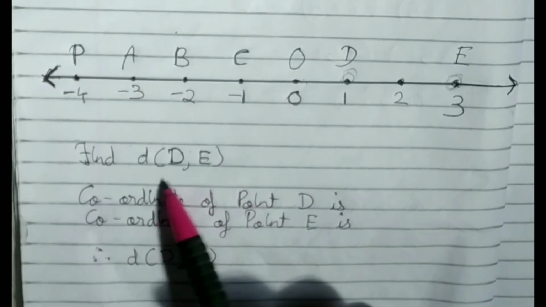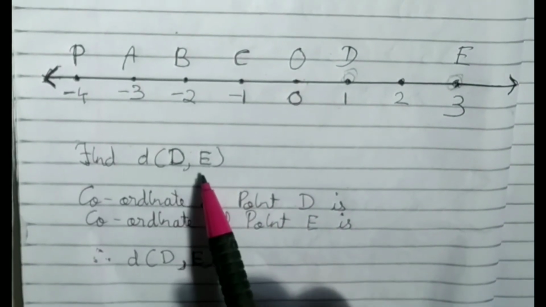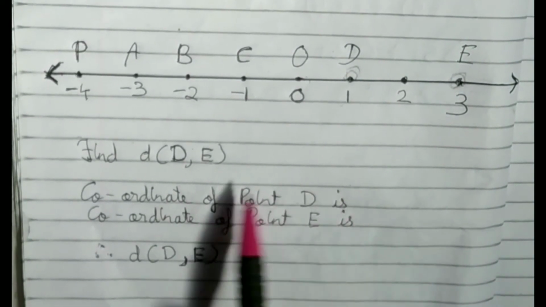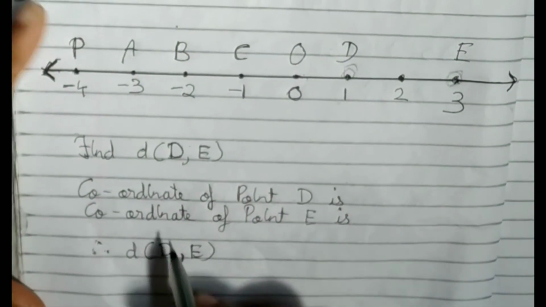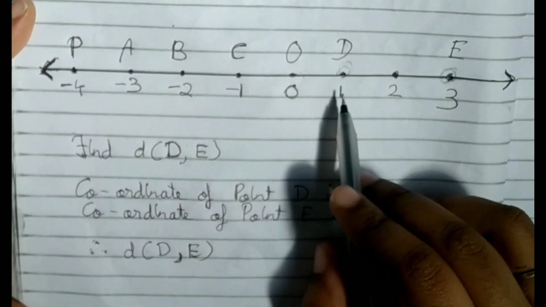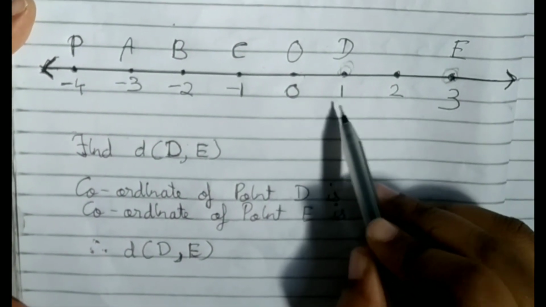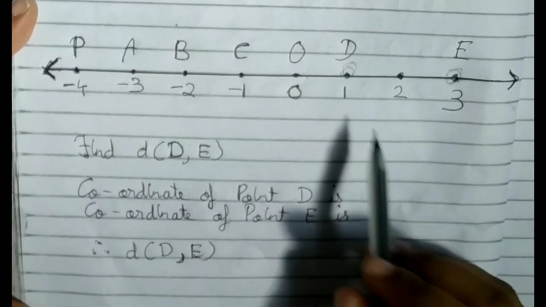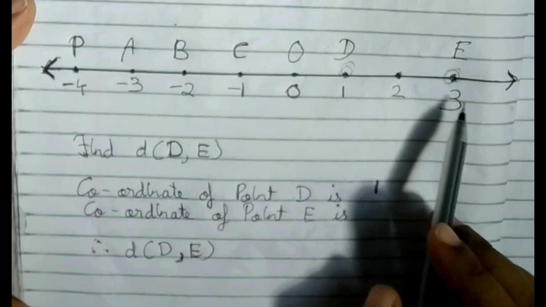Now how will you find this distance by using the coordinates? See, first we will write the coordinates of both the points. What is the coordinate of point D? 1. What is the coordinate of point E? 3.